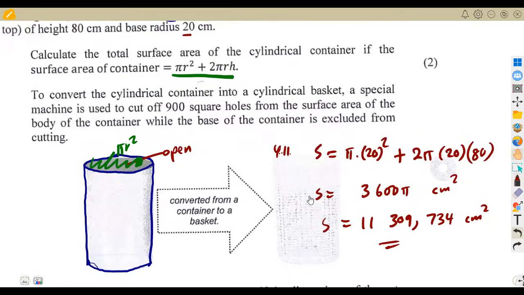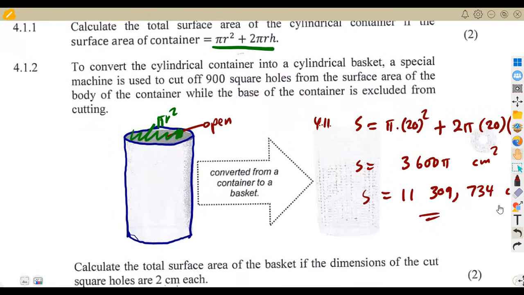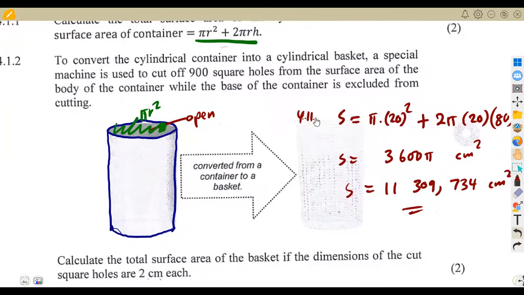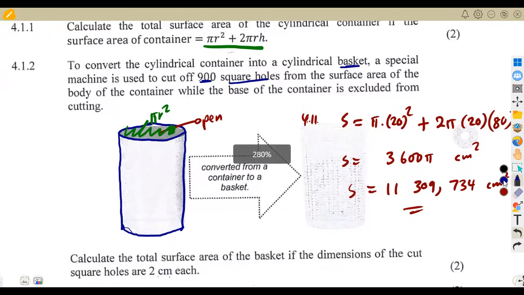I think we are together on this part. Now they are saying here it was actually drawn a bucket, a basket. They are saying to convert the cylindrical container into a cylindrical basket, a special machine is used to cut off, take note, 900 square holes. So we are talking about this part here now being converted to here the way it was shown, the holes here, like the squares here. So they are squares that we are talking about, 900 of them.